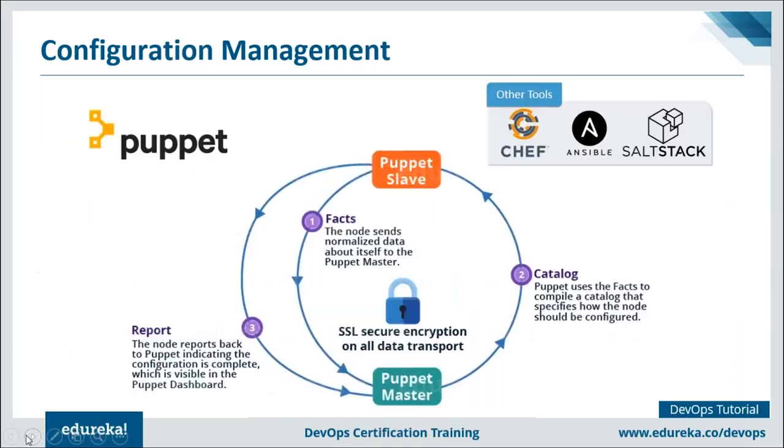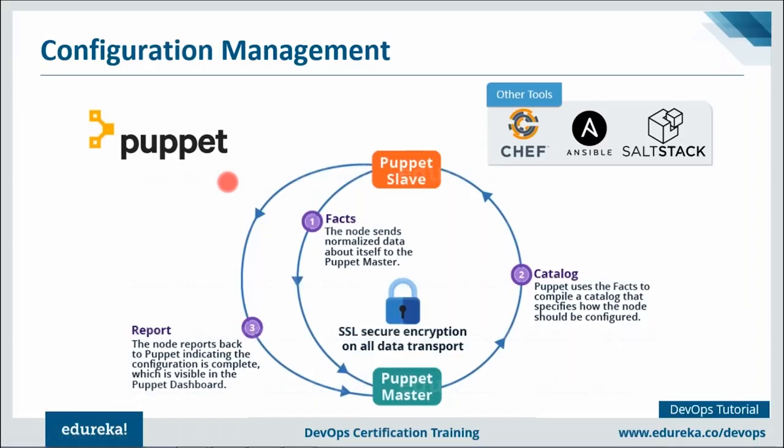Now let's focus on various tools available for configuration management. We have multiple tools like Puppet, Chef, Ansible, and SaltStack. I'm going to focus on Puppet for now. Puppet is a configuration management tool that is used for deploying, configuring, and managing servers. So let's see what the various functions of Puppet are.